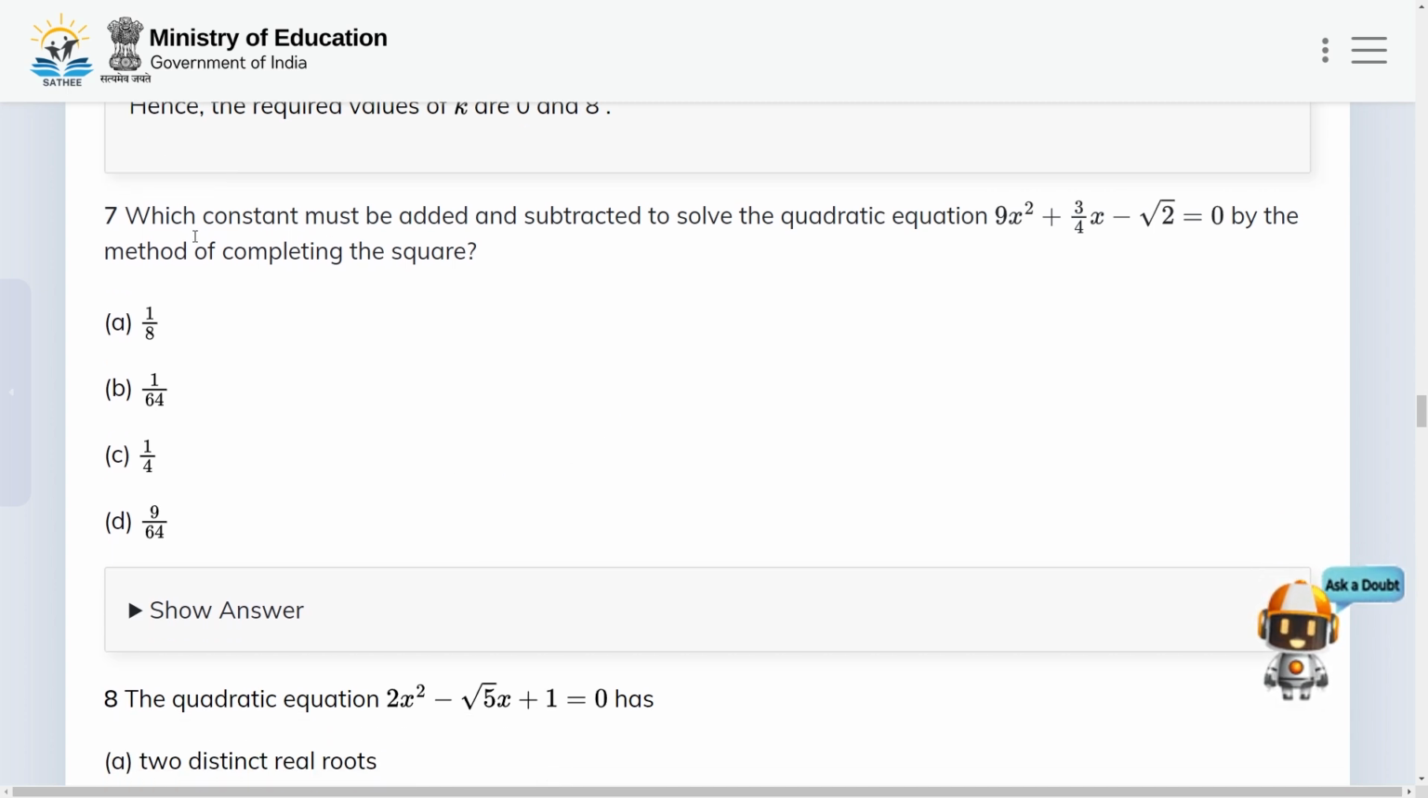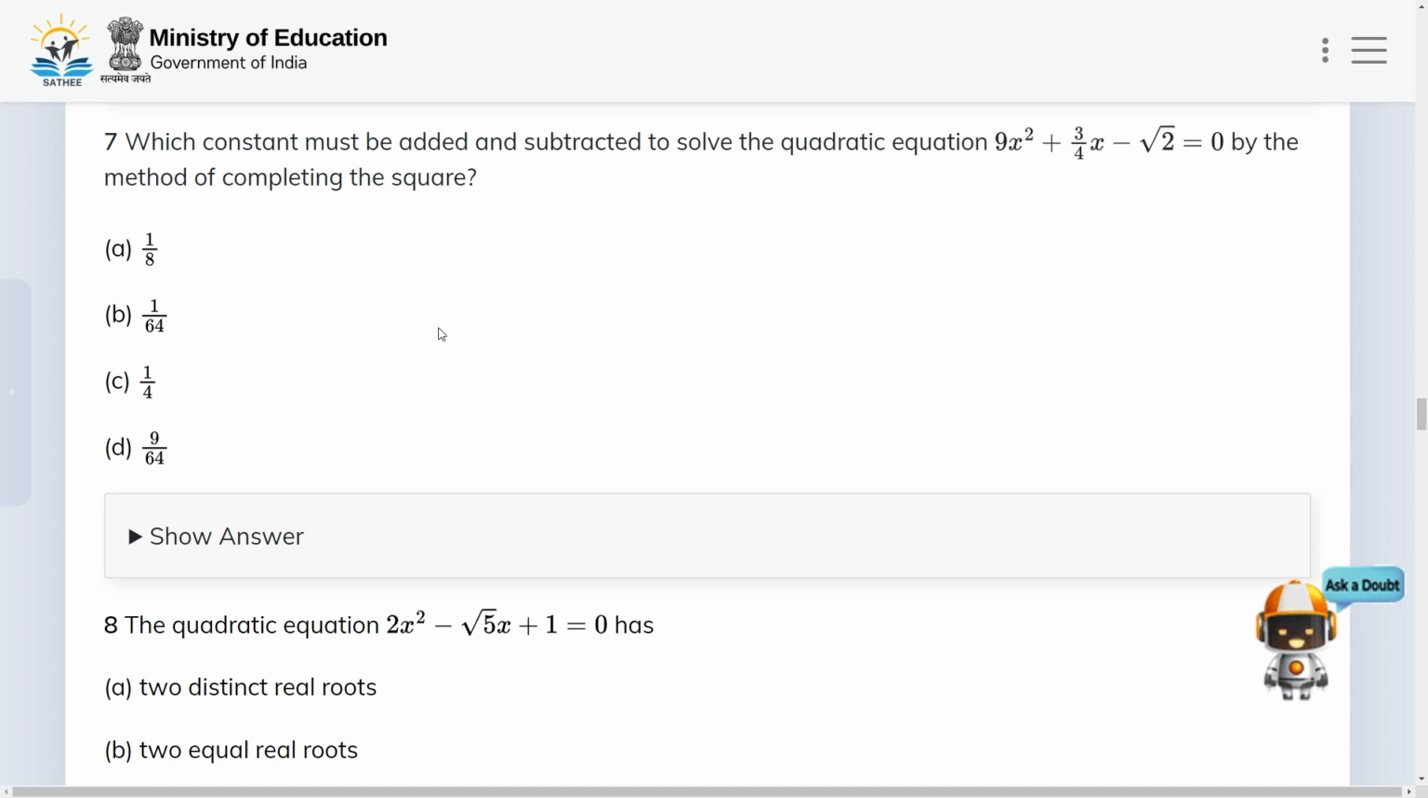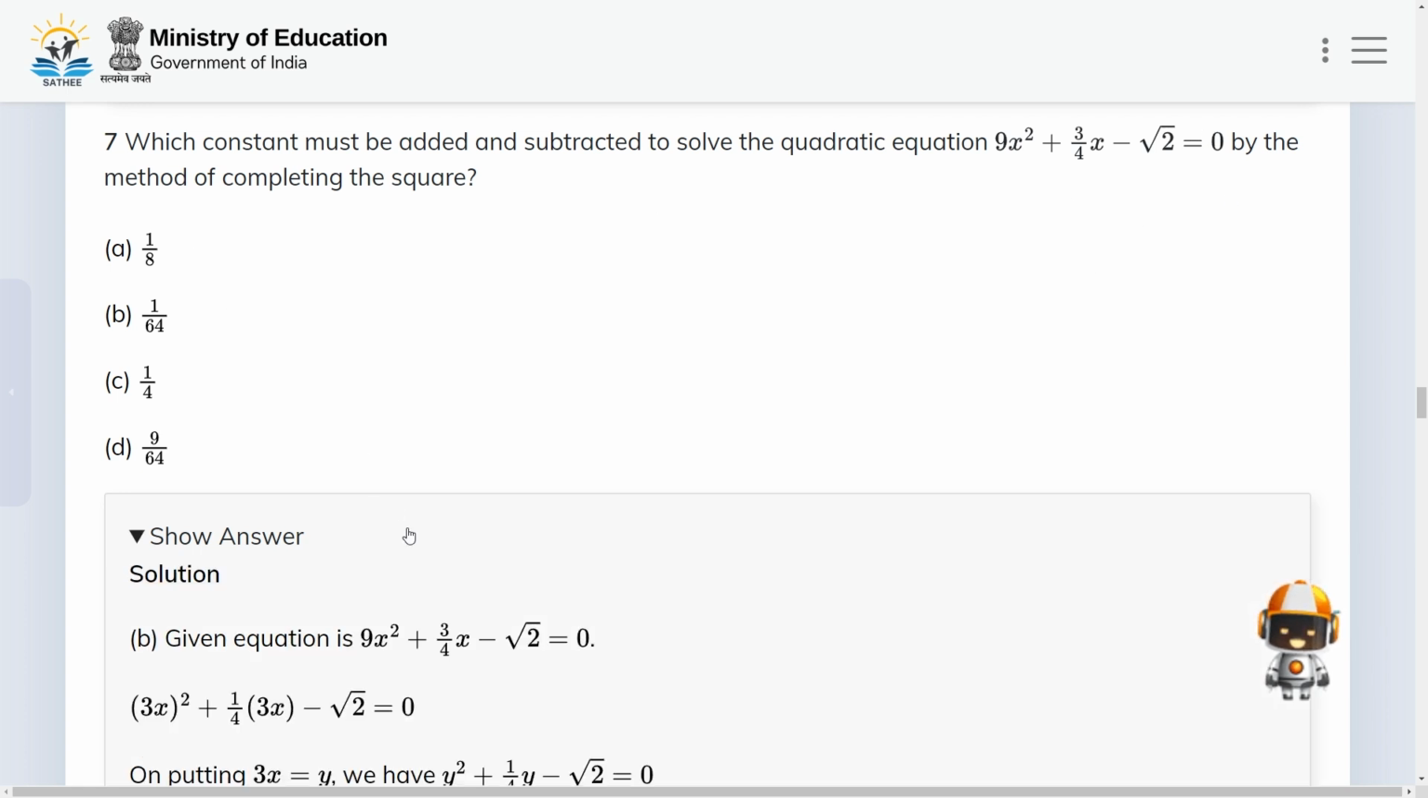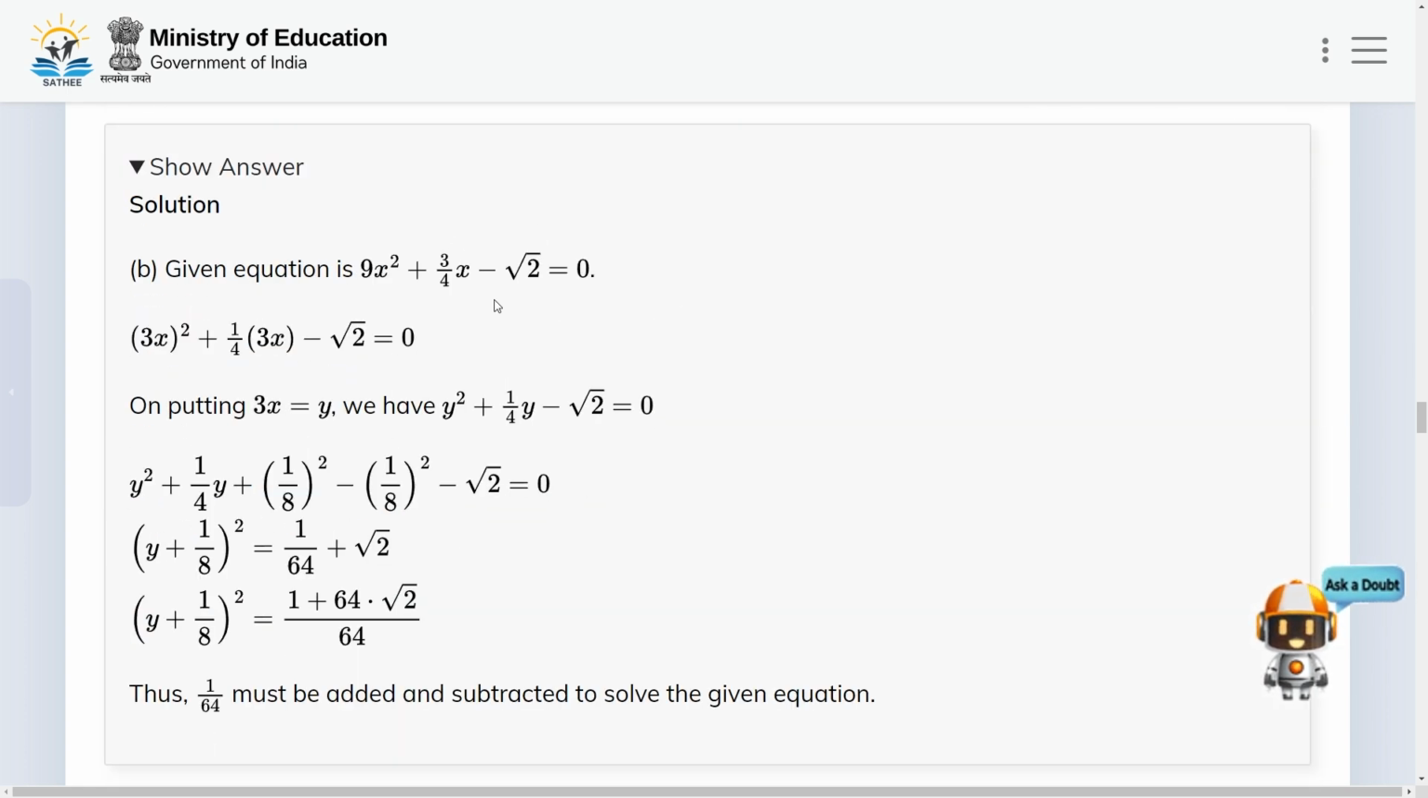So it asks us which constant must be added and subtracted to solve the quadratic equation 9x square plus 3 by 4x minus root 2 is equal to 0 by the method of completing the square. Okay. So let us find the constant that must be added and subtracted to solve this quadratic equation by the method of completing the square. So the given equation is 9x square plus 3 by 4x minus root 2 is equal to 0.